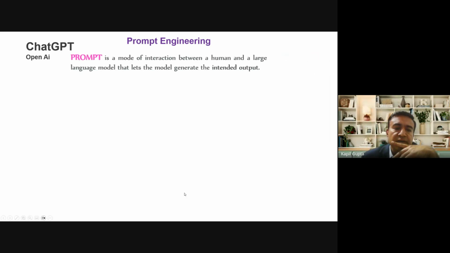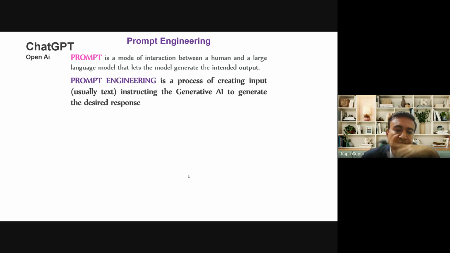So as we have seen, it is a mode of interaction between a human and a large language model that lets the model generate the intended output. And prompt engineering is the process of creating input, instructing the generative AI to generate the desired response. So this is very important.